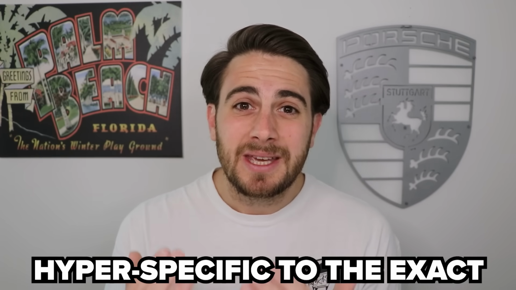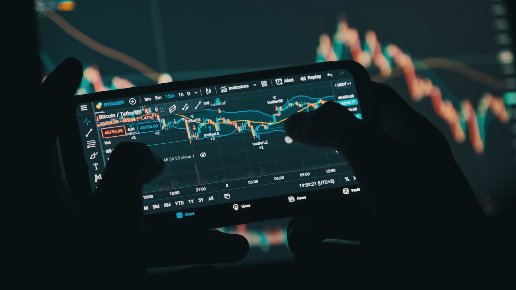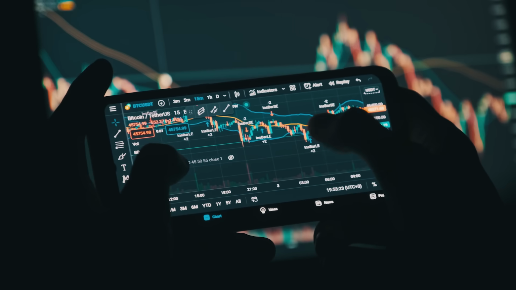Now, niche specific hashtags are going to be things that are hyper specific to the exact post that you're doing. Again, to give you an example, if we were uploading content about Bitcoin, something like hashtag crypto or hashtag cryptocurrency would be a broad hashtag, hashtag Bitcoin or hashtag BTC would be a niche specific hashtag.